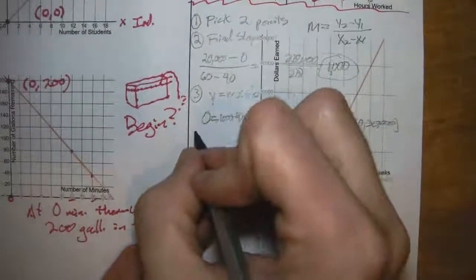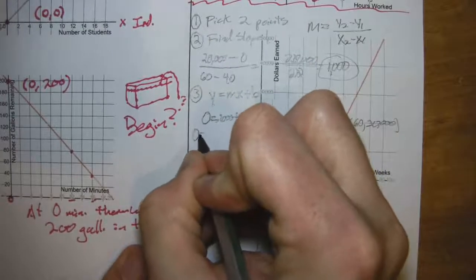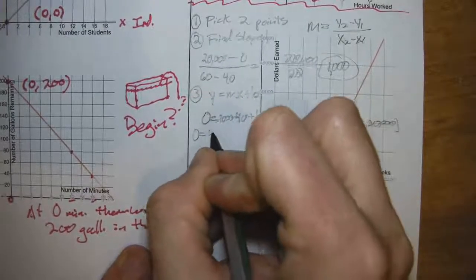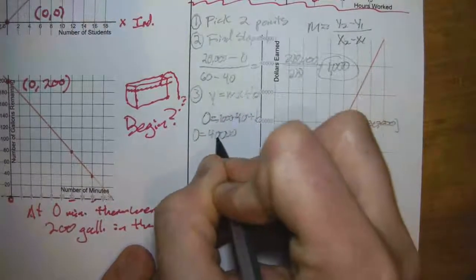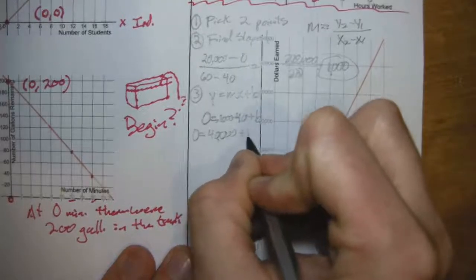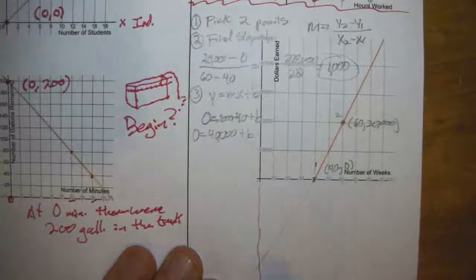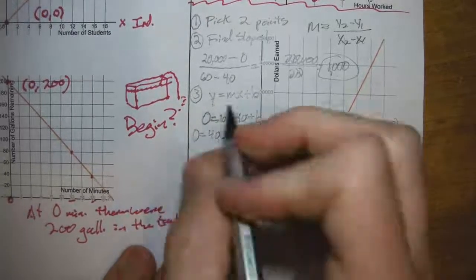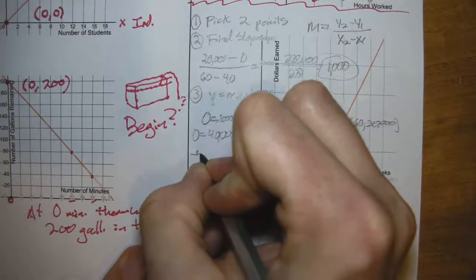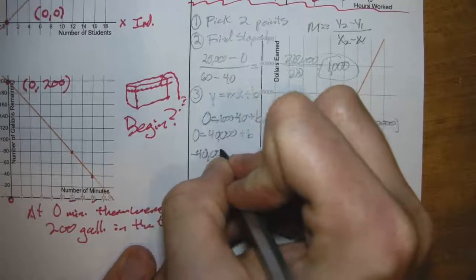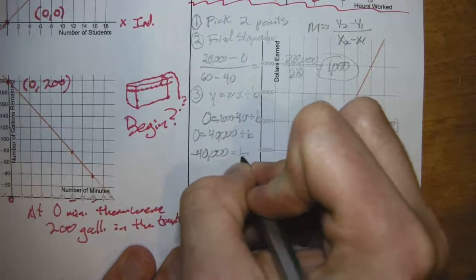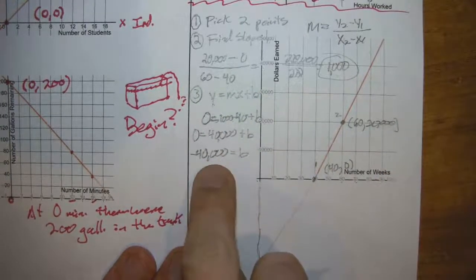Let's do that. So 0 hasn't changed. 1,000 times 40 is 40,000 plus b. All right. Well, I need to subtract 40,000 on both sides to get that b by itself. So let's do that. 0 subtract 40,000 is a negative 40,000 equals b. Awesome. So there's our y-intercept.